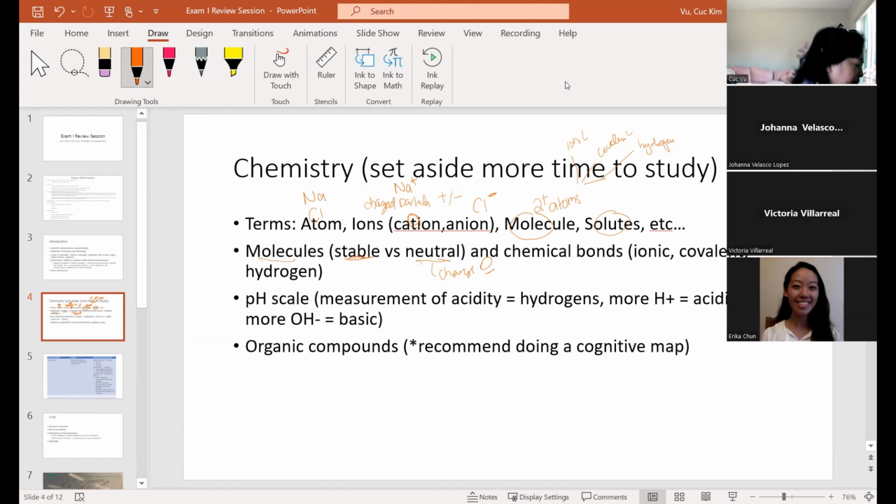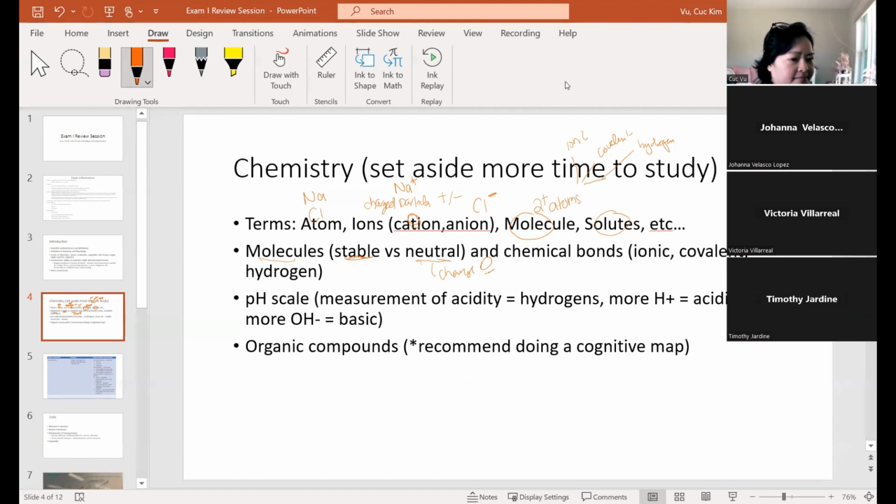Versus what's stable? When the outermost energy level is full. That's right. So when the outermost shell, and you can say energy level or you can say orbital, they're all the same thing, is full. And in anatomy and physiology, we really don't deal with anything beyond three energy levels.